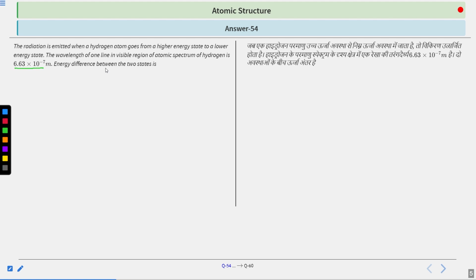I have told you that for the emission spectra to be recorded, there must be a transition from higher state to lower state. So what is the energy between those two states that is being asked? So answer is A, 3.0 into 10 to the power minus 19 joule. Let us see how we'll solve it.